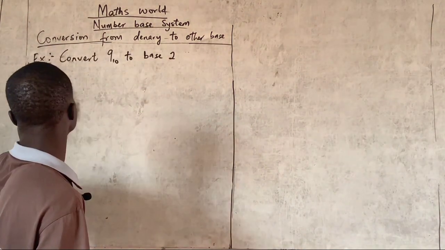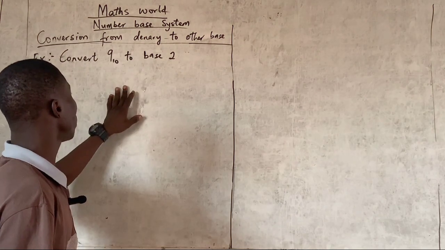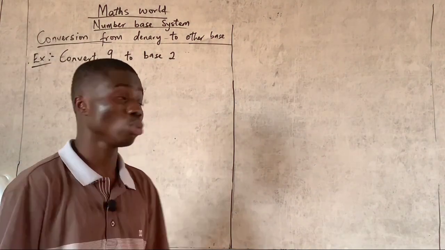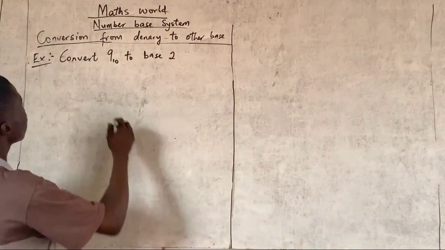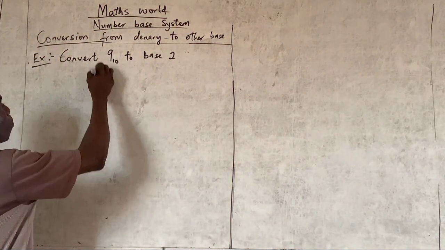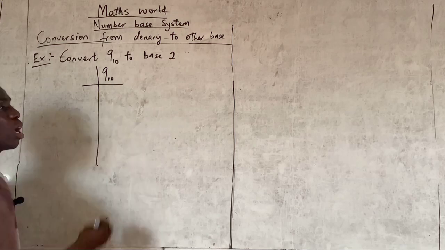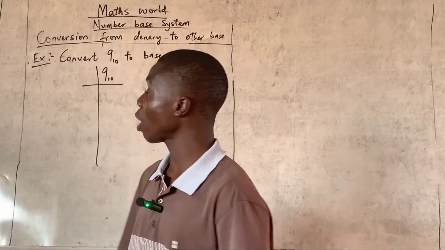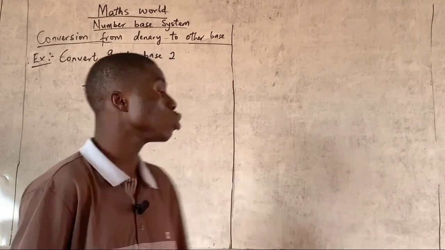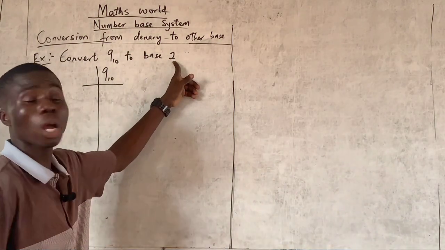If you were told to convert 9 base 10 to base 2, what are we going to do? What you are going to do is not so hard. Just remember your basic knowledge on LCM. But in LCM, you are using the number that can divide. But here we are not using the number that can divide. What we are going to look into is the base that we are converting to.